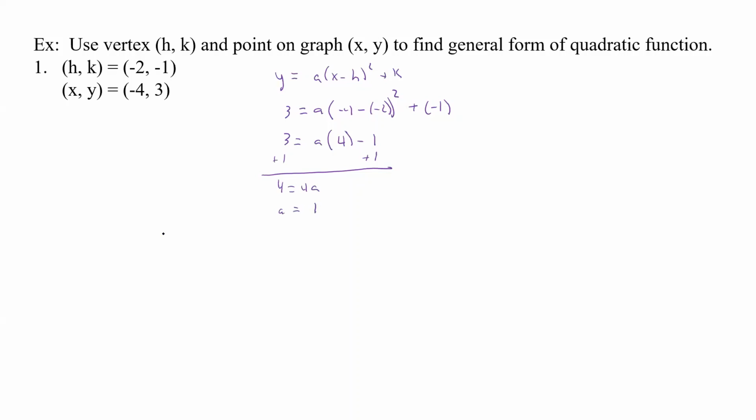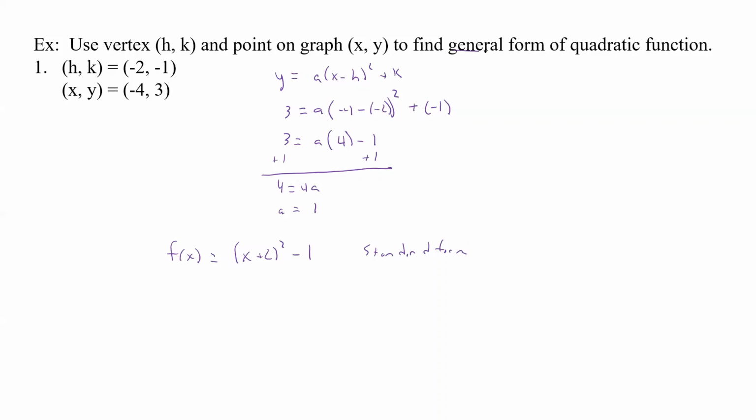So now we know that. We can plug everything back into this and say f of x. I don't know what the actual function is, but we're going to call it f. f of x equals a, which is 1, times x, and then it's negative 2, so plus 2, squared and then minus 1. That's going to be our standard form.